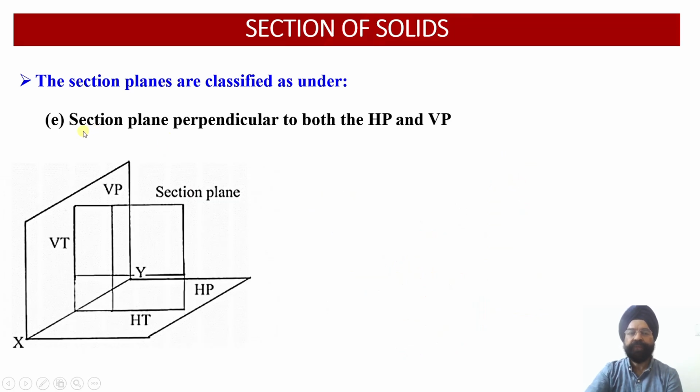Next one, I have another orientation of the cutting plane which happens to be perpendicular to both the horizontal plane and the vertical plane. Just see, here I have my cutting plane which is perpendicular to both the HP and VP. So obviously this will be parallel to the profile plane. If it is parallel to the profile plane, the cut section's true shape will be available in the profile plane. Otherwise, in the front view, the cut section will be available as a horizontal line or the edge view. Similarly, if you look at this cut section from the top, its projection on the horizontal plane will again be an edge view over there.